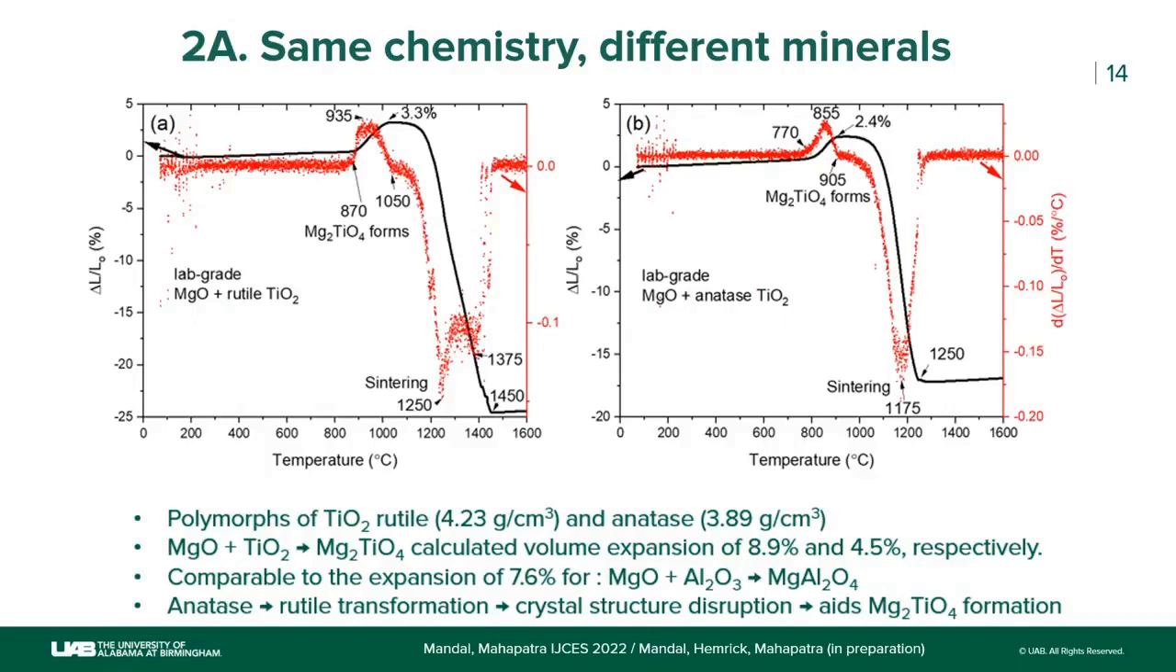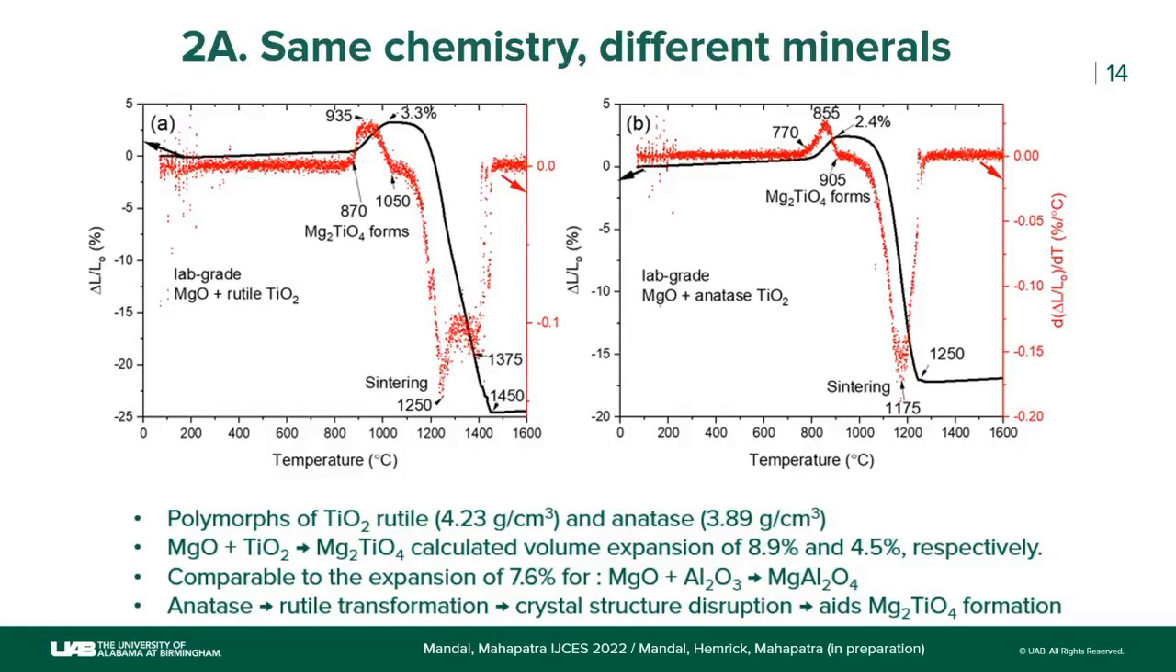Rutile is denser than anatase. So when you form this in situ magnesium titanate, there is a volume expansion of 9% for rutile and only 4.5% for anatase. You see that there is a difference here. The rutile is expanding more than the anatase. Not only that, if you look at the derivative, the red curve, you see that for the rutile the magnesium titanate formation is at a higher temperature, and the sintering is also at a higher temperature. So anatase not only gives you less expansion in the magnesium titanate formation, it also sinters faster.